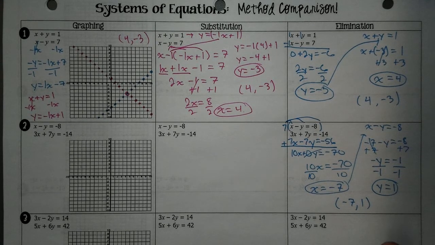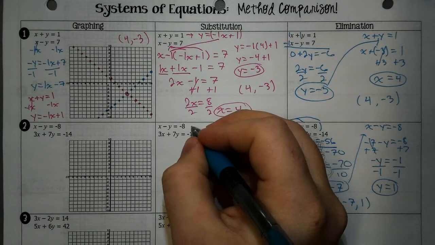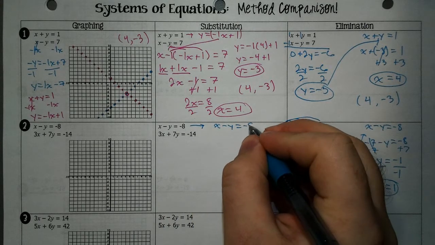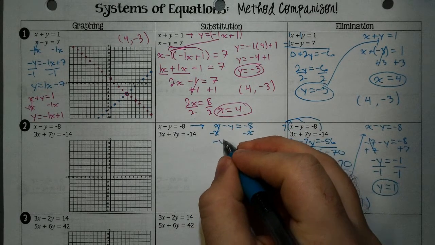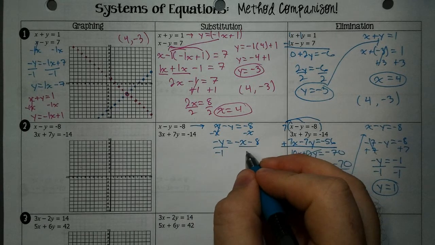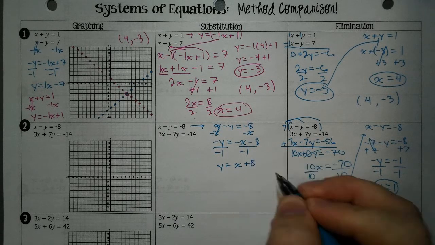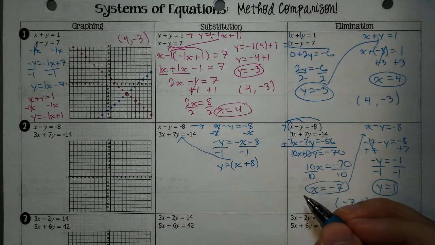Alright, so we did elimination. Now let's work substitution. Substitution, you want to either get x equals or y equals, going by the coefficient of 1. I'm going to go ahead and change this one into a y equals. So we've got x minus y equals -8. I'm going to move my x, bring everything down, and then divide by y, so divide by -1. y equals x plus 8. I'll take that, and I'm going to plug it in for y on my other equation.